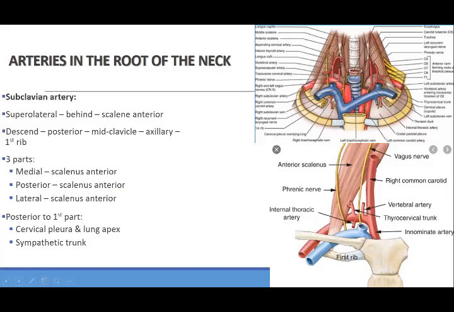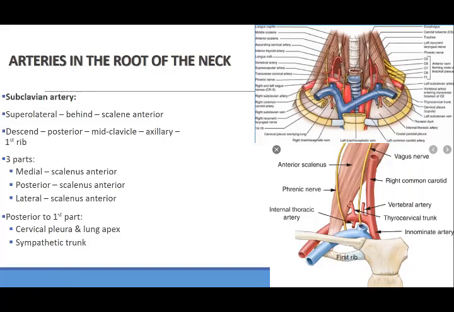Okay, now see one more thing here. This is the first part which is lying medial to the scalenus anterior. Please note that the first part is lying in front of this structure. This structure is the cervical dome of pleura. Obviously, the cervical dome of pleura is covering the apex of the lung. So posterior to the first part of the subclavian artery, you have the cervical dome of pleura and the lung, and you also have the cervical sympathetic trunk lying posterior to the first part.